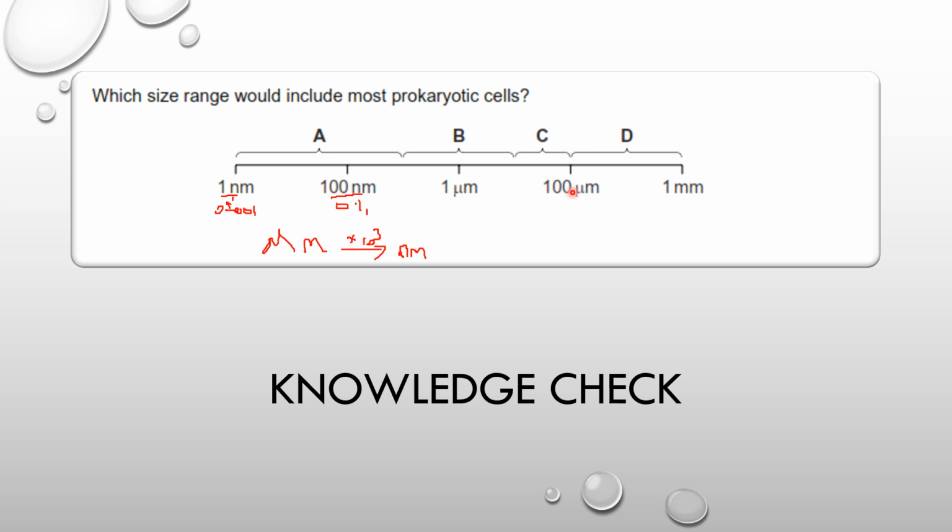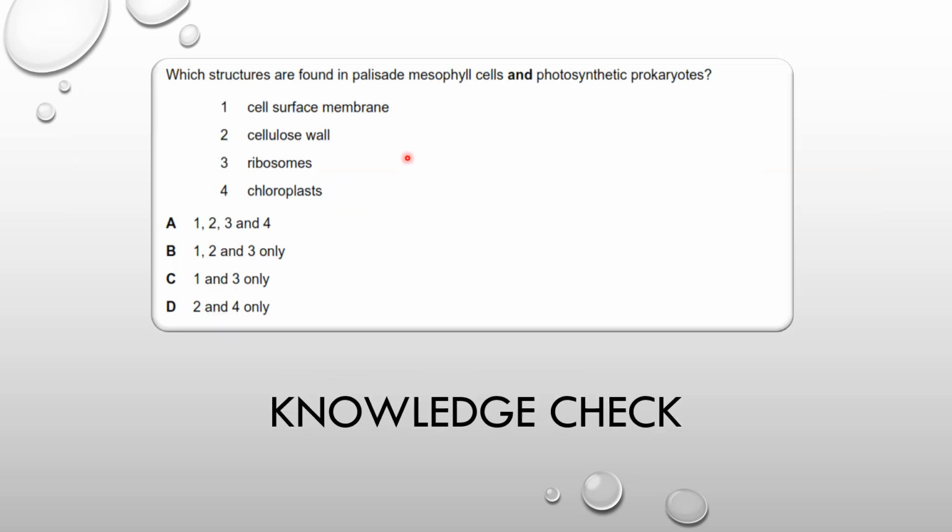C is 100 micrometers squared, far bigger than the size of a prokaryote. So the answer is B. Okay, the size of prokaryote is between 0.5 micrometers to about 5 micrometers. So of course D is way bigger. So answer is B. All right, which structures are found in palisade mesophyll cells and photosynthetic prokaryotes?